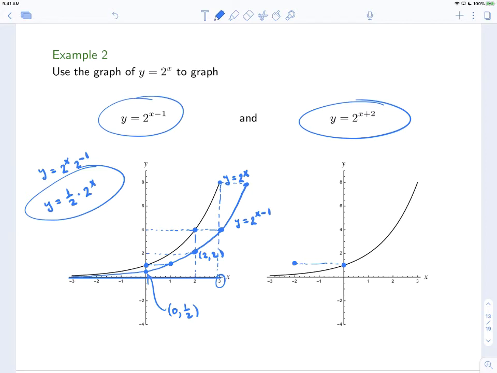Now let's pick another point. Let's just make it easier on ourselves, and we'll pick when x is equal to 3, and of course we know that that's 8. But we're going to shift this 2 units to the left as well. So that's going to put it over here at 1, like so. So we're shifting everything to the left by 2 units.